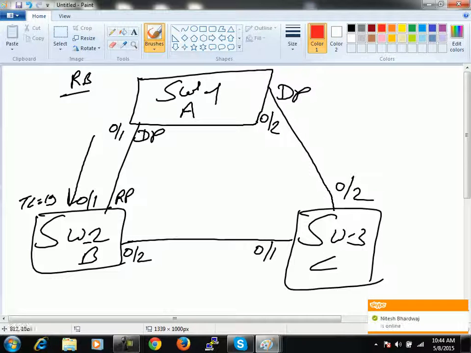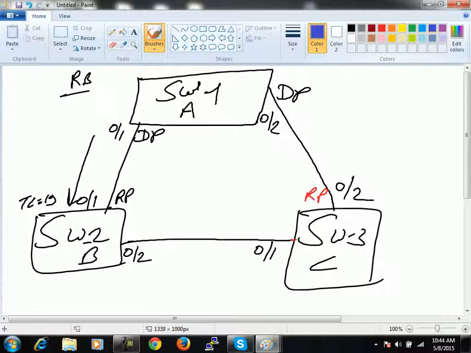In the same manner, switch 3 can also have this 0 by 1 or 0 by 2 as RP, but any one of them will be elected as RP. So of course you know very well that this 0 by 2 is going to be the root port, right? Okay.